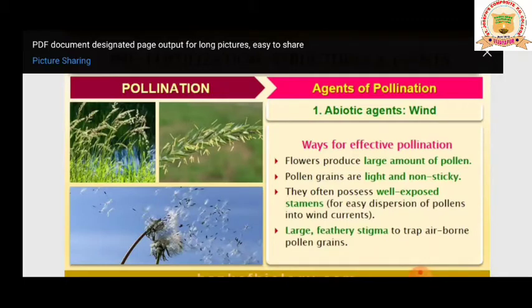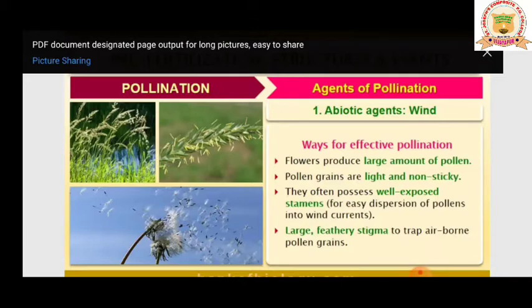So in the theory exam, they will ask you for 3 marks: write down the characteristics of wind pollinated flowers or wind pollinated plants. What are the characteristics? You are supposed to write that the flower should produce a large amount of pollen. The pollen that the flower is going to produce should be in a large quantity because it has to be carried out with the wind current.